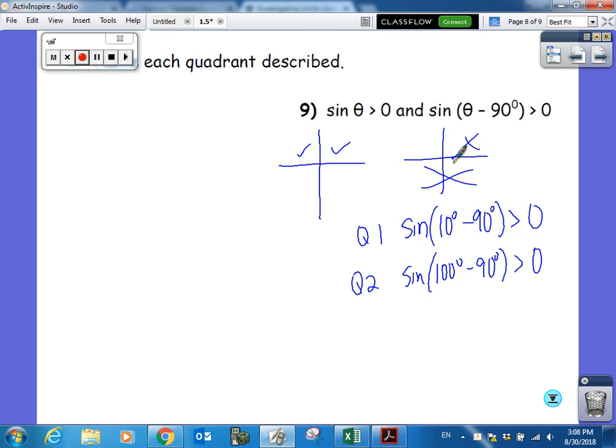Say that again. I just rewrote this. I just plugged in a number. So 10 minus 90. So it's just from this. That's a subtraction. Oh, yes, minus. So you just plugged in a number from quadrant 1? From quadrant 1. Any number.